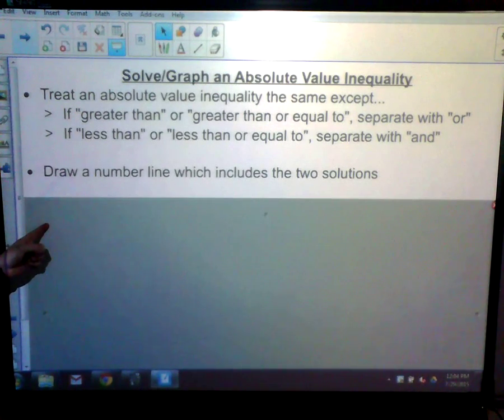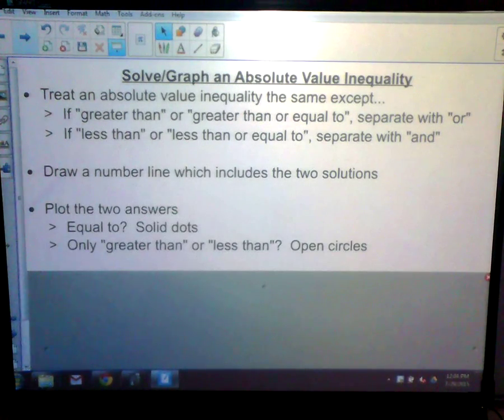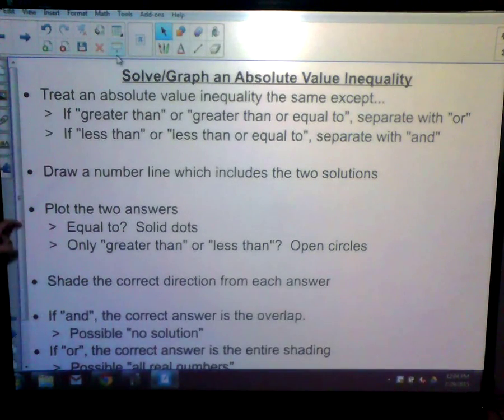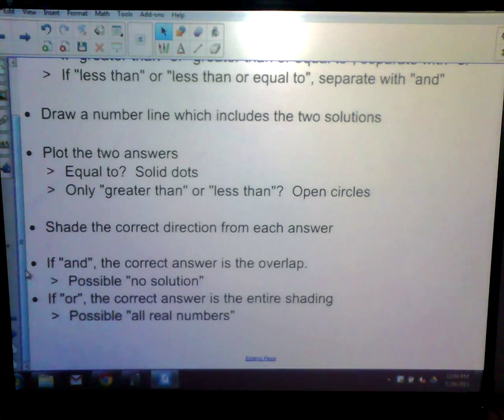Draw a number line which includes our two solutions. Plot the two answers. If it's equal to, we put solid dots. If it's not, if it's just greater than or less than, we put open circles. Shade the correct direction. If it's and, the correct answer is an overlap, which means there might be no solution. If it's an or problem, the correct answer is the entire shading, which means there's a possible all real numbers. What does all that mean?